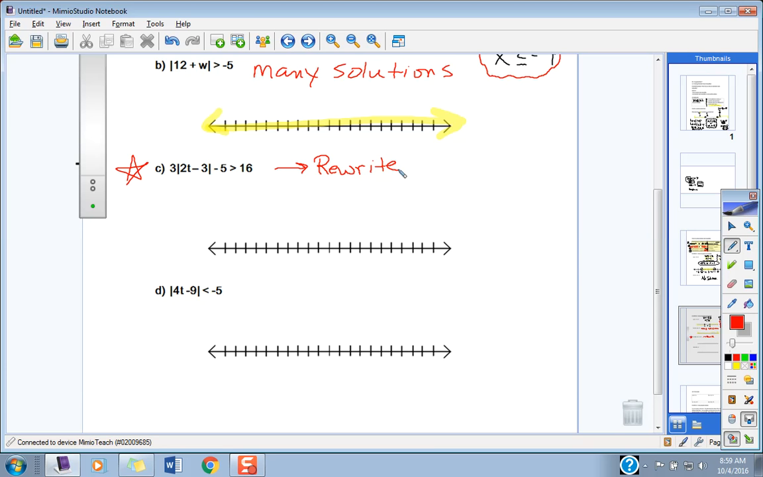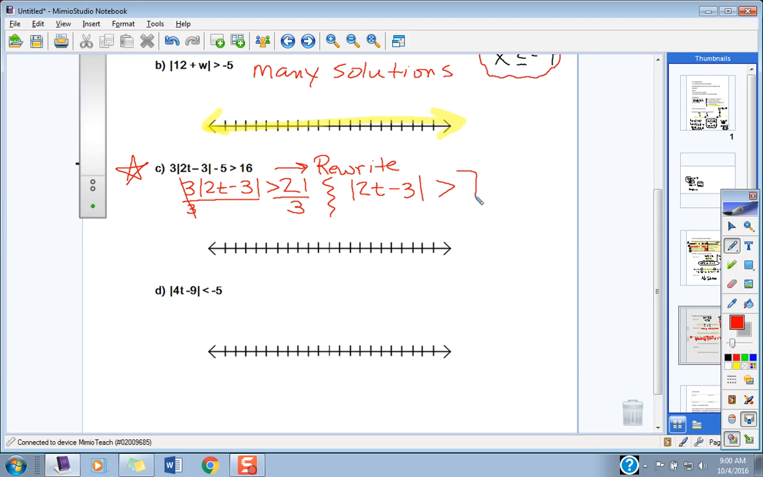Add 5. So we've got 3 times the absolute value of 2t minus 3 greater than. If I add 5 to 16, where does that put us? 21. Now, I still have something out in front of the absolute value bar. In order to be able to apply those rules, you have to have just an absolute value on one side. So what are you going to divide everything by now, kiddos? Divide by 3. The 3's will cancel. So what's my expression I'm going to work with now? You're going to have the absolute value of just 2t minus what? 3. Greater than what value? 7, you bet.